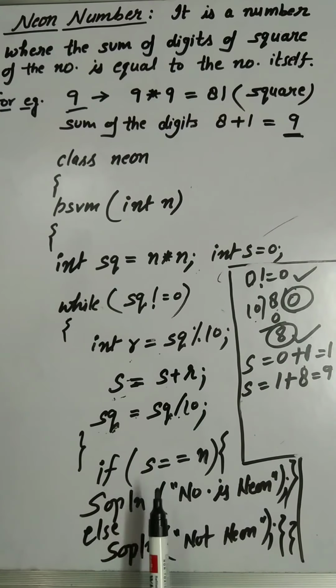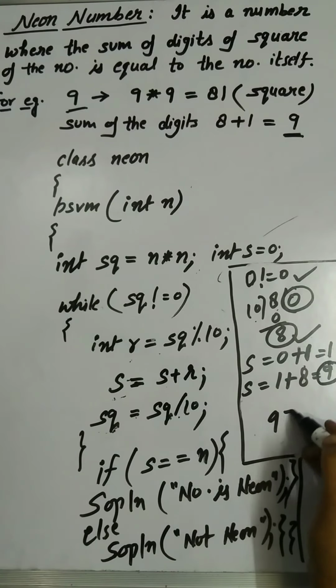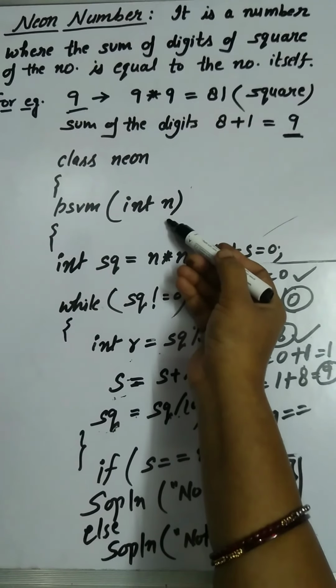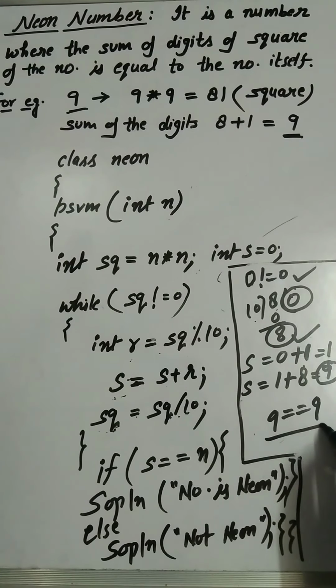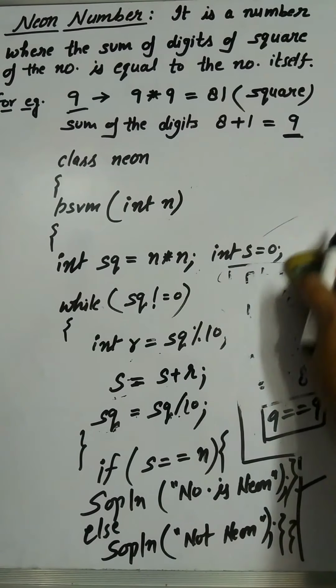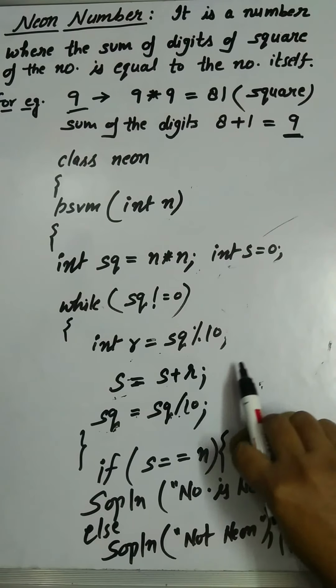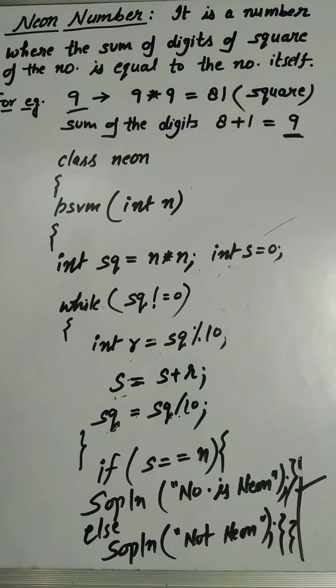When control comes out from the loop, there is one more condition: S is equal to N. We got S value equal to 9, and N value given by the user is 9. So this condition is true, and it will print number is neon. If this condition is false, then it will print not neon. So it's a simple program of neon number. Only 1 and 9 are neon numbers. So this is the program of neon number.